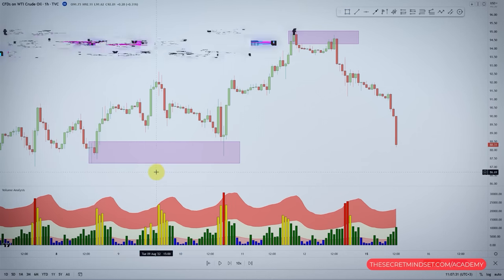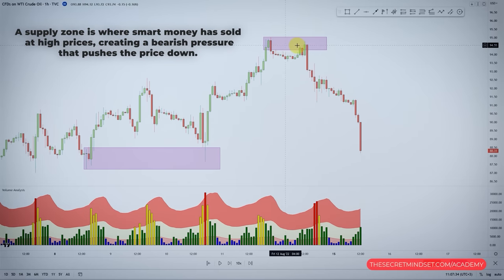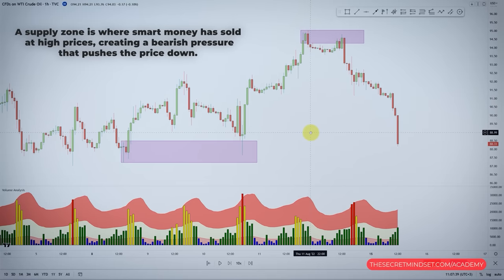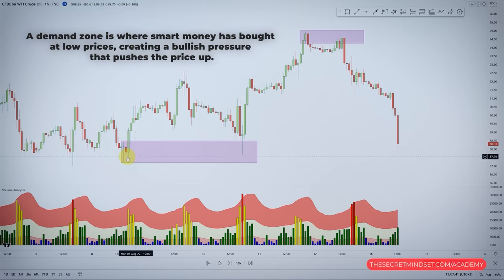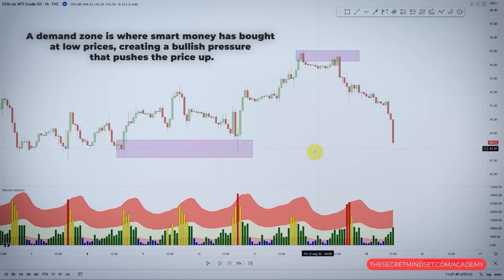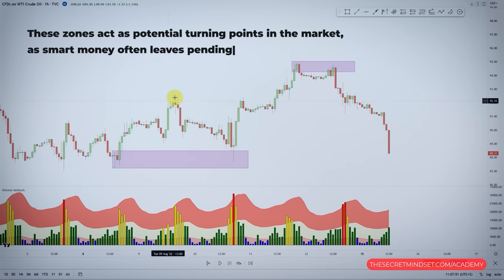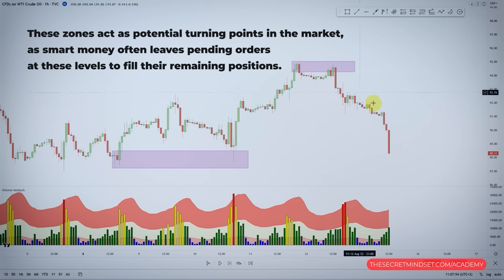their influence. A supply zone is where smart money has sold at higher prices, creating a bearish pressure that pushes the price down. A demand zone is where smart money has bought at low prices, creating a bullish pressure that pushes the prices up. These zones act as potential turning points in the market, as smart money often leaves pending orders at these levels to fill their remaining positions. So in theory, if prices revisit these supply and demand zones, it's highly possible that they will be rejected.